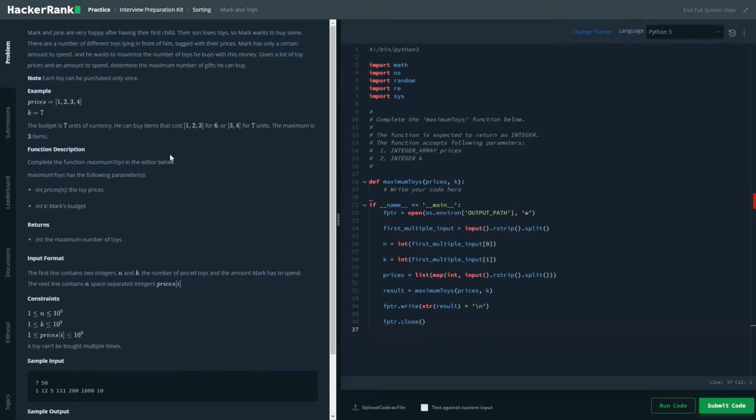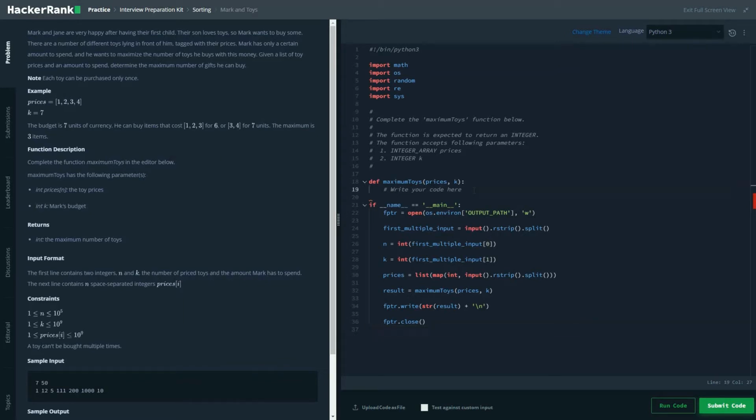So you have to determine the maximum number of toys Mark can purchase, where the intention of Mark is to maximize the number of toys he's going to purchase. In order to do this, this problem could be turned into a greedy kind of problem. So here the first work for us is to sort the prices.